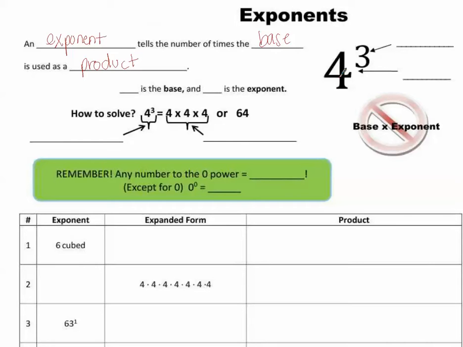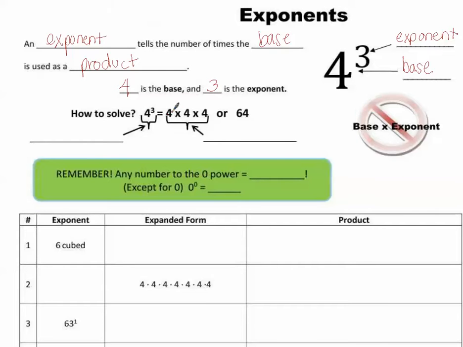For example, over here on the right, you have 4 to the power of 3. Your 3 is your exponent. The 4 is your base. So in this example, where the base is 4 and the exponent is 3, the 3 tells the base how many times to be multiplied. So in this case, 4 cubed is 4 times 4 times 4. When you multiply that out, you get 64.